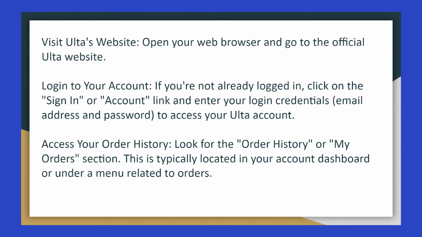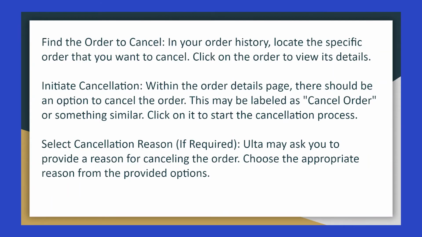Look for the order history or my order section. This is typically located in your account dashboard or under a menu related to orders. In your order history, locate the specific order that you want to cancel. Click on the order to view its details.